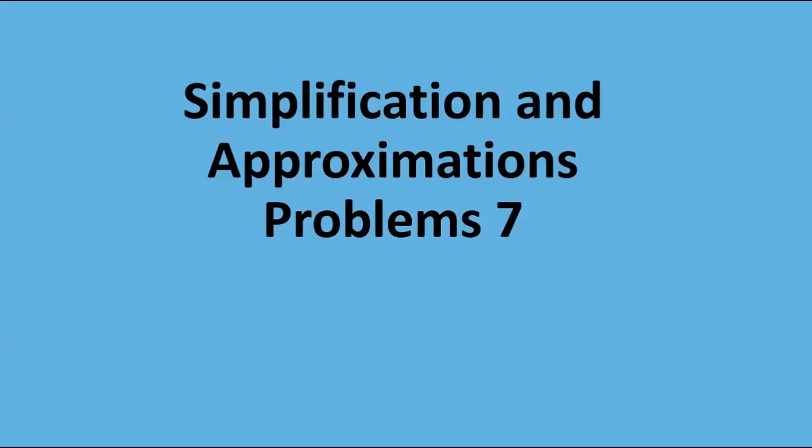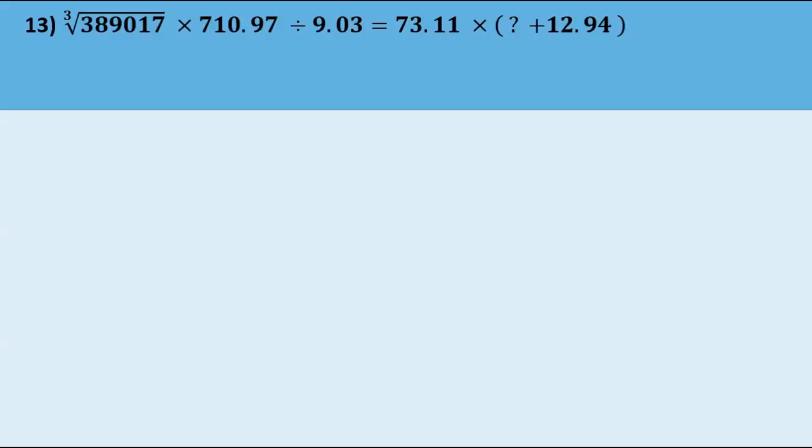This would be the final video in the series, so let's get to the problems. The first problem, we have cube root of 389017 into 710.97 divided by 9.03 is equal to 73.11 into, open the brackets, question mark plus 12.94 and close the bracket. The options are 67, 66, 61 and 65.